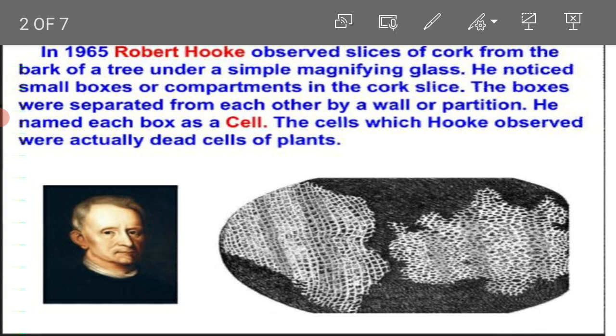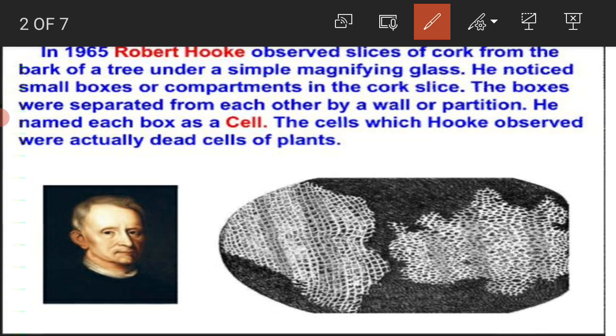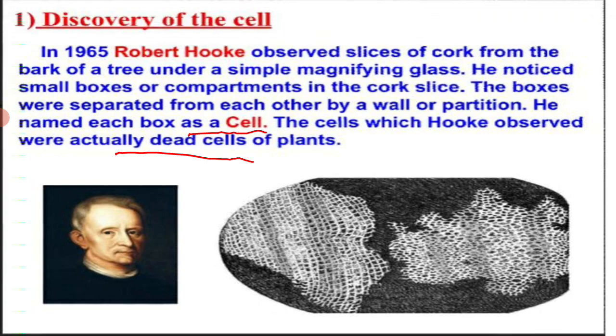So these boxes were named cells by Robert Hooke. And the cells which Hooke observed were actually dead cells of plants.